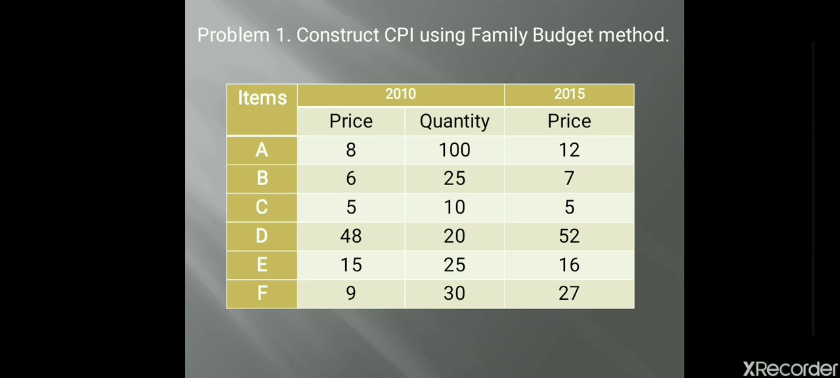For 2010, prices are 8, 6, 5, 48, 15, and 9. Quantities are 100, 25, 10, 20, 25 and 30. The next column heading year 2015 and its prices are 12, 7, 5, 52, 16 and 27.